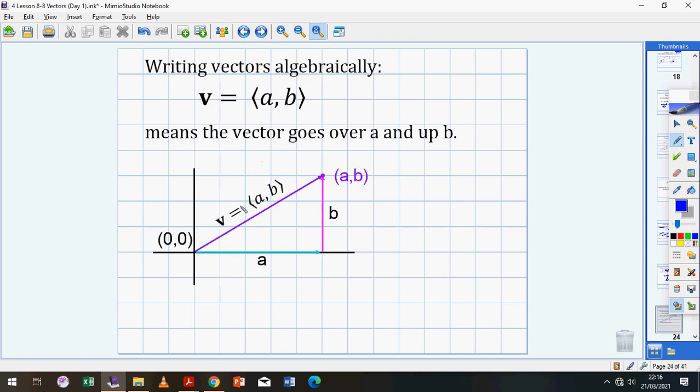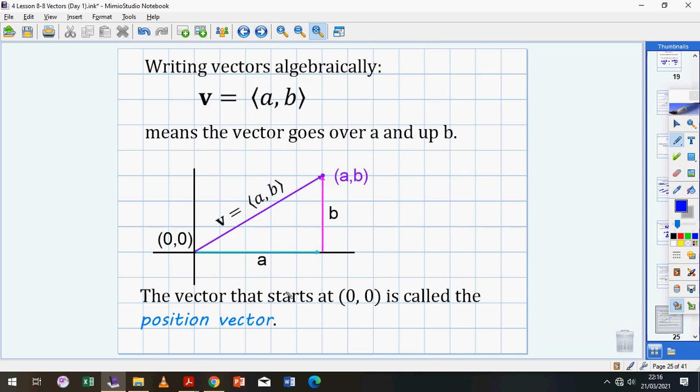And this is what it shows here. I have A units on the x-axis, B units on the y-axis. The vector that starts at 0, 0 is called a position vector. If any vector for a point starts at 0, 0, it's called its position vector.